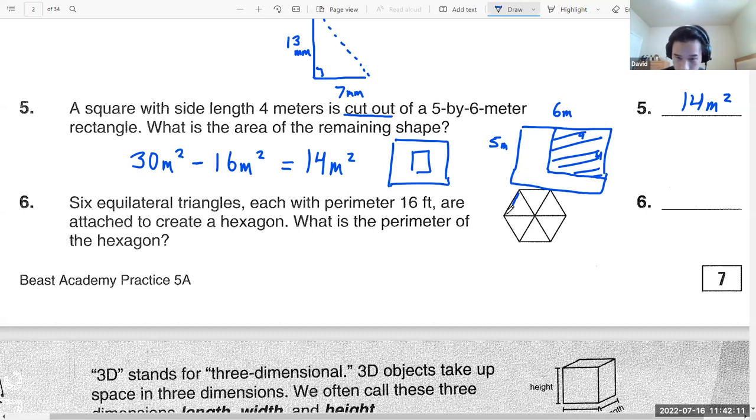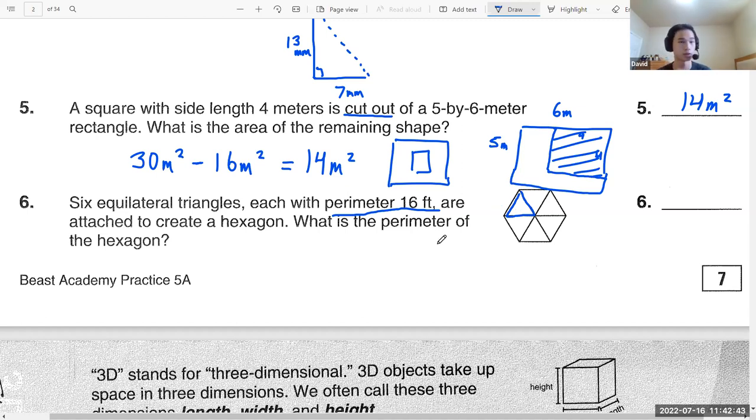So out of this one triangle, since it's equilateral, we can say that all three sides are the same length. So, oh, this is interesting. Are attached to create a hexagon. What is the perimeter of the hexagon? So what's important to realize is that we're given the perimeter of the triangle. We're not necessarily given this one side. Instead, the three sides of the triangle equal 16.